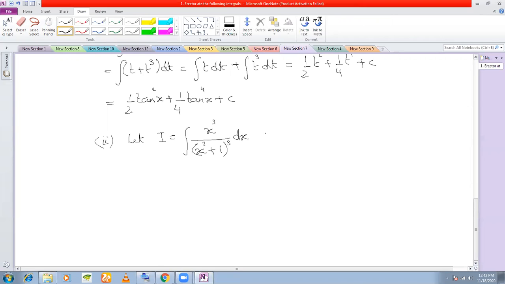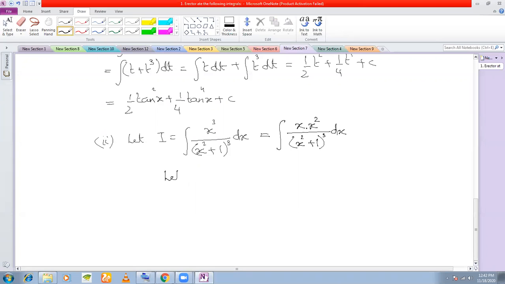What you do here is you write, you know that the derivative of 1 plus x square or simply x square also is 2x, right? That means you break this x cube as x into x square. Okay, x into x square. And the denominator you have x square plus 1 whole cube dx.